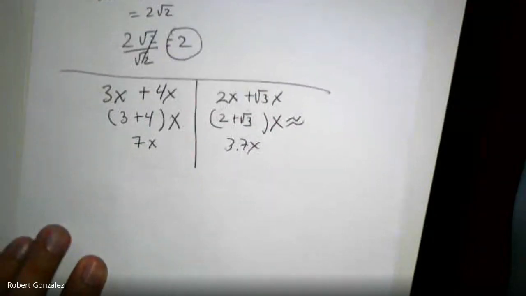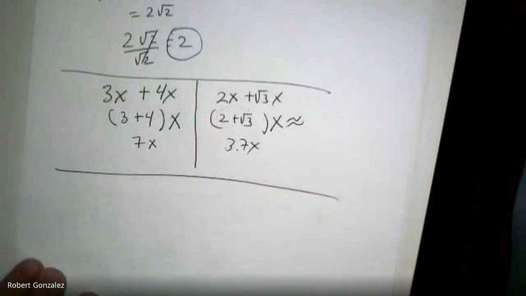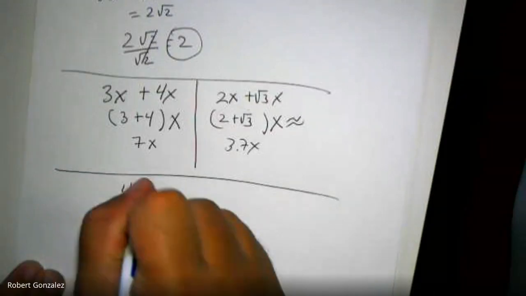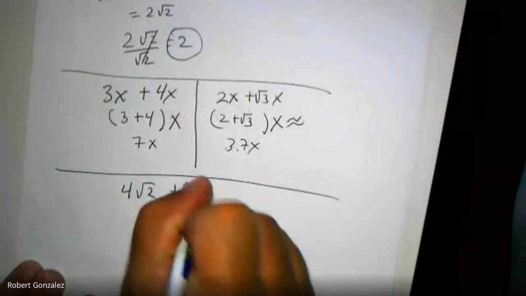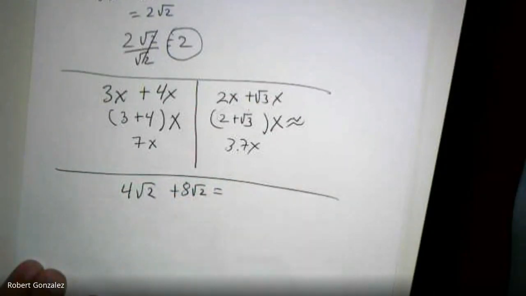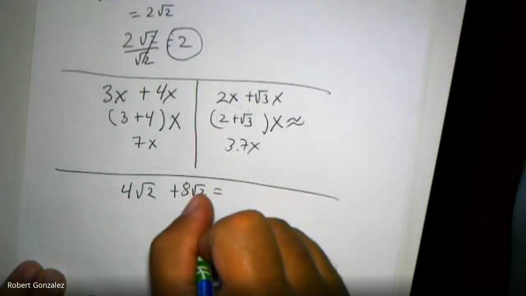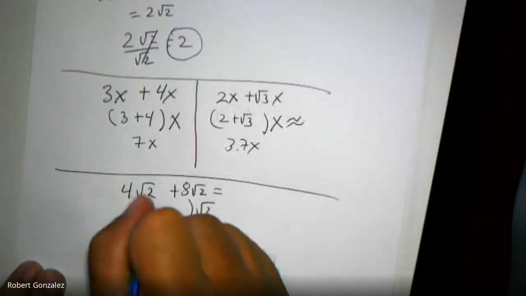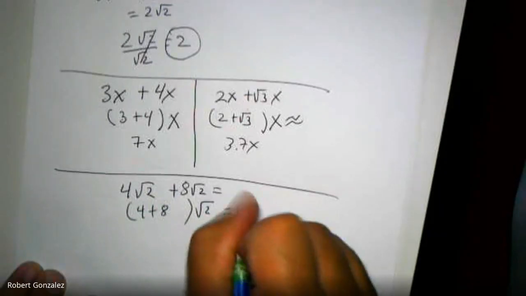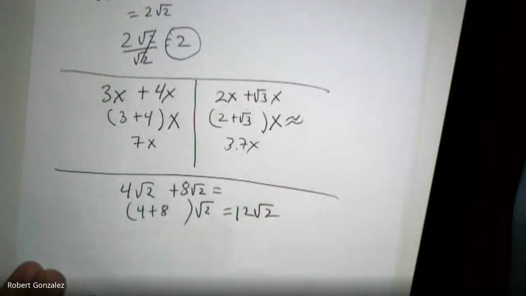Now, why are we doing this? Well, because combining radicals is basically the same thing. If I've got 4 radical 2's and 8 radical 2's, well, then I have radical 2's in common, and I add the coefficients. Gives me 12 radical 2.